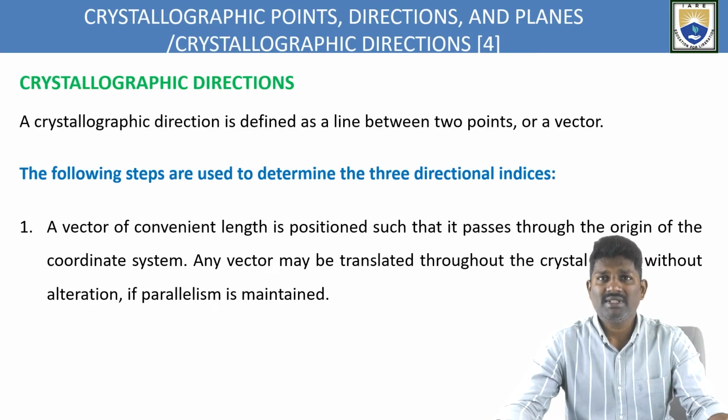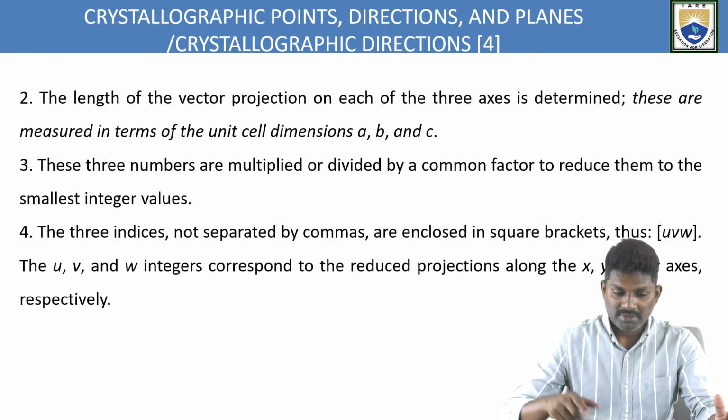Now coming to the crystallographic directions. Again, the same thing you have to follow for the crystallographic directions also. What is the first point here? A vector of convenient length is positioned such that it passes through the origin. So the origin is always very, very important. If you want to specify any point, the origin is very, very important. That's why the vector has to pass through the origin of the coordinate system, and any vector may be translated within the crystal lattice without alteration, as long as parallelism is maintained.